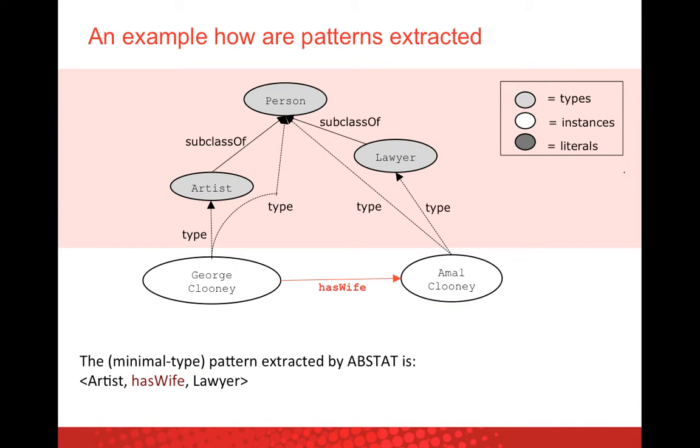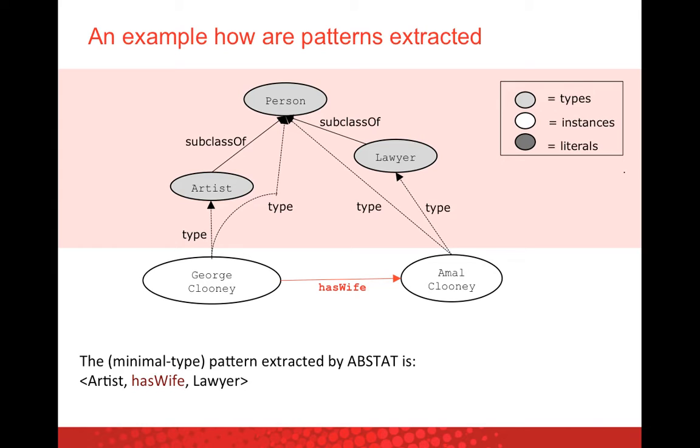Suppose we have the following subtype graph. Consider the two instances, George Clooney and Amal Clooney. Suppose that we have triples in the dataset saying that George Clooney has wife Amal Clooney. George Clooney is of type artist and of type person, and other triples saying that Amal Clooney is of type person and of type lawyer.